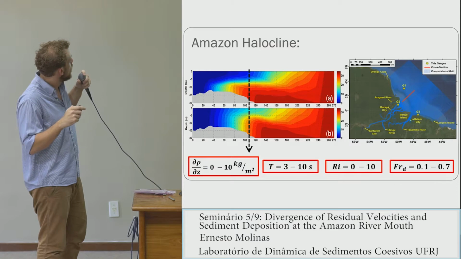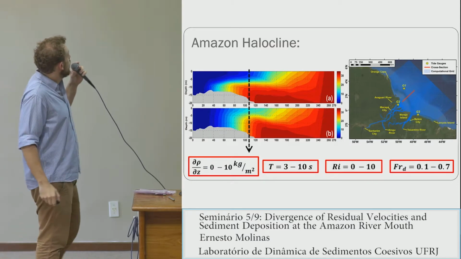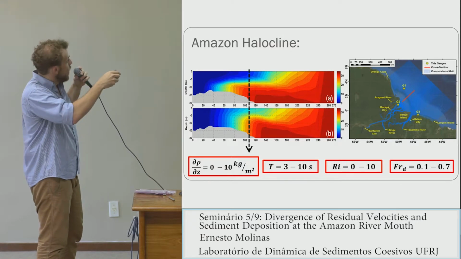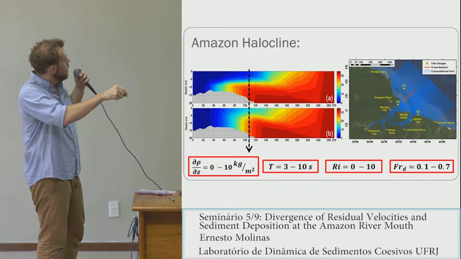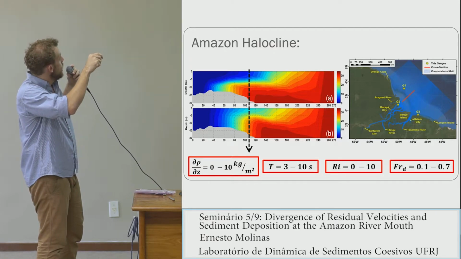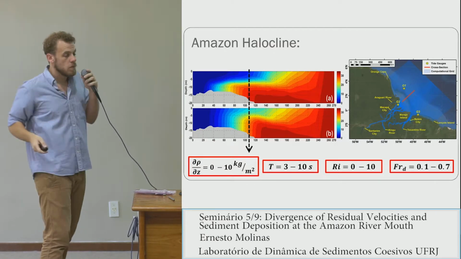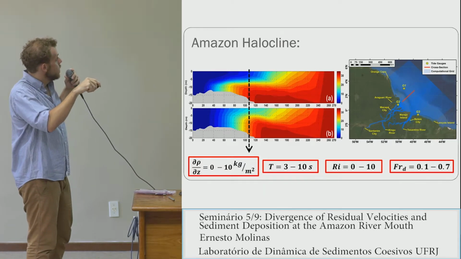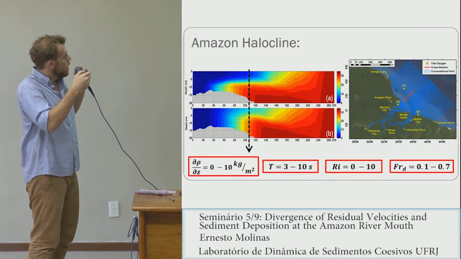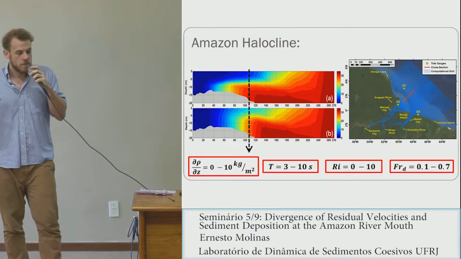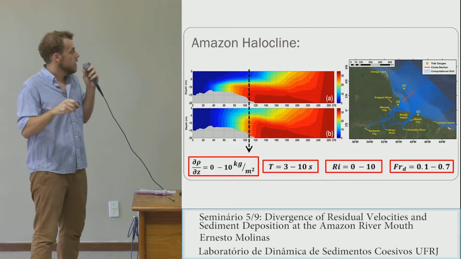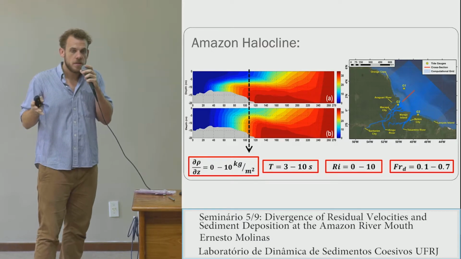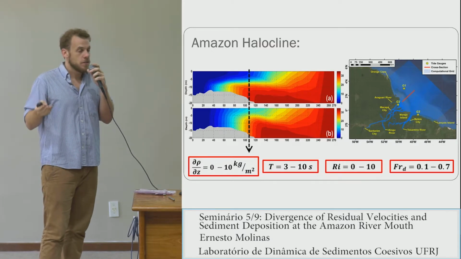What else? Well, now looking at the Amazon shelf, again, this is a whole year. In the first graphic, we're seeing the intensity of the vertical density gradient, Brunt-Väisälä periods, and Richardson numbers. The main thing we see in this picture is that the hydrodynamics of the Amazon makes the Brunt-Väisälä periods and the Richardson numbers have some kind of negative correlation.